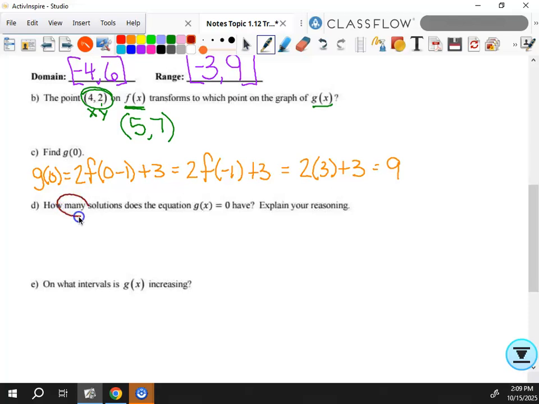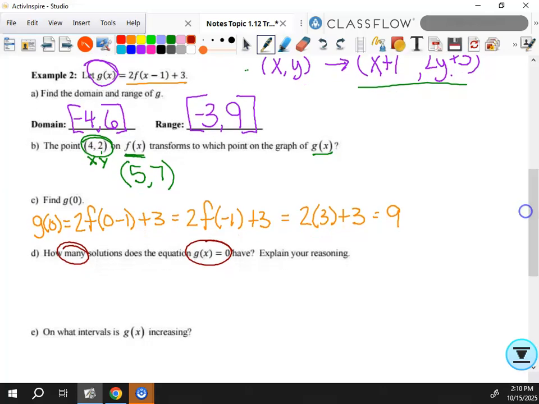Part D says, how many solutions does this equation have? Does it ask me what the solutions are? No. It says, how many are there? It says to explain your reasoning. On this one, your work really is your reasoning, so I probably could have left that off. But all right. So I have G of X.